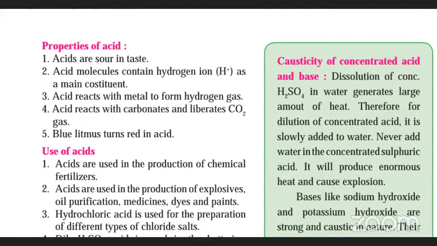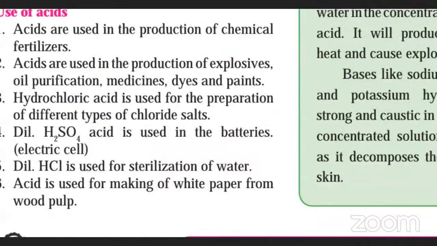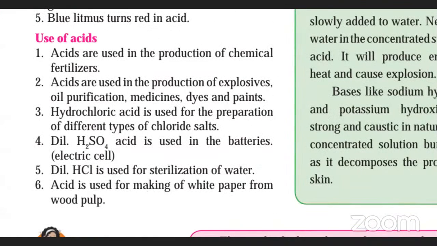Then talking about the uses of acids, there are so many uses of acids. Here you can see acids are used in the production of chemical fertilizers. What do you understand by fertilizers? What are fertilizers? Substances which are added for the proper growth of plants, which we usually call khaad in Hindi, are known as fertilizers. So acids are used for the production of fertilizers.